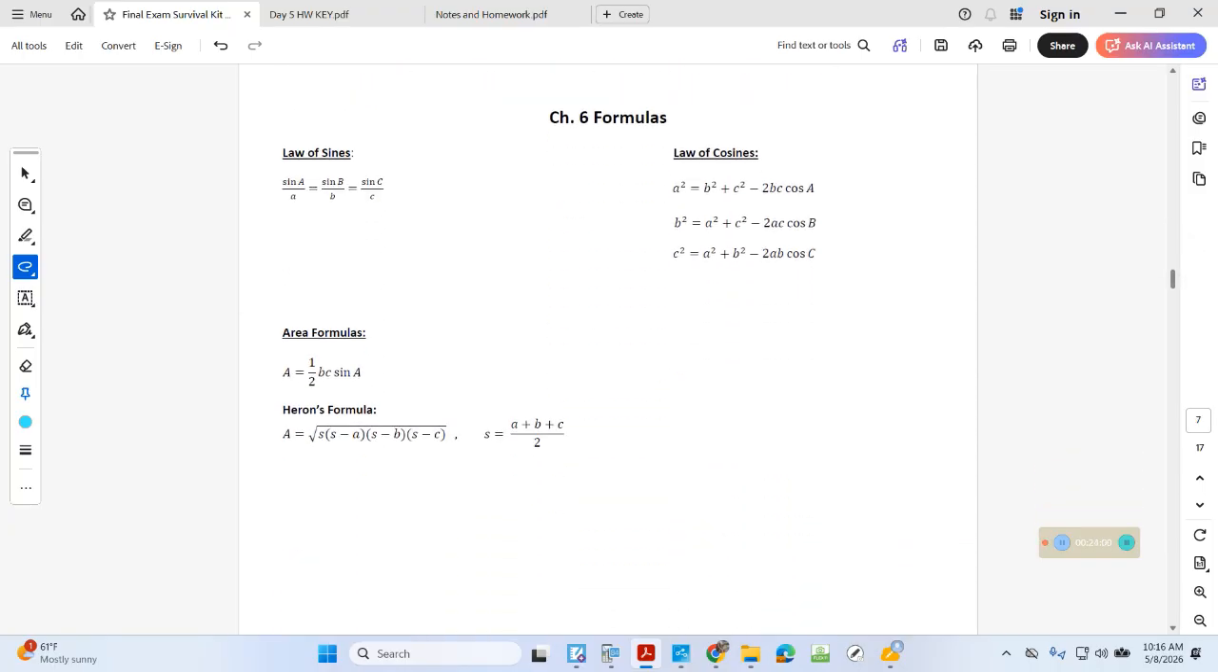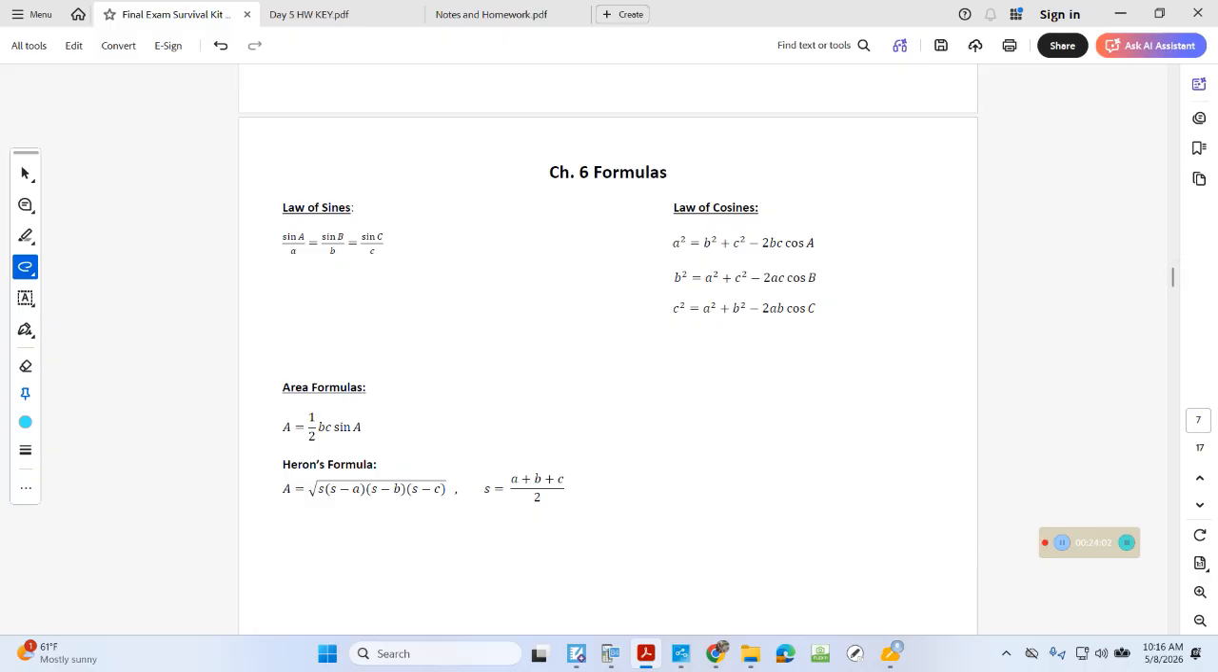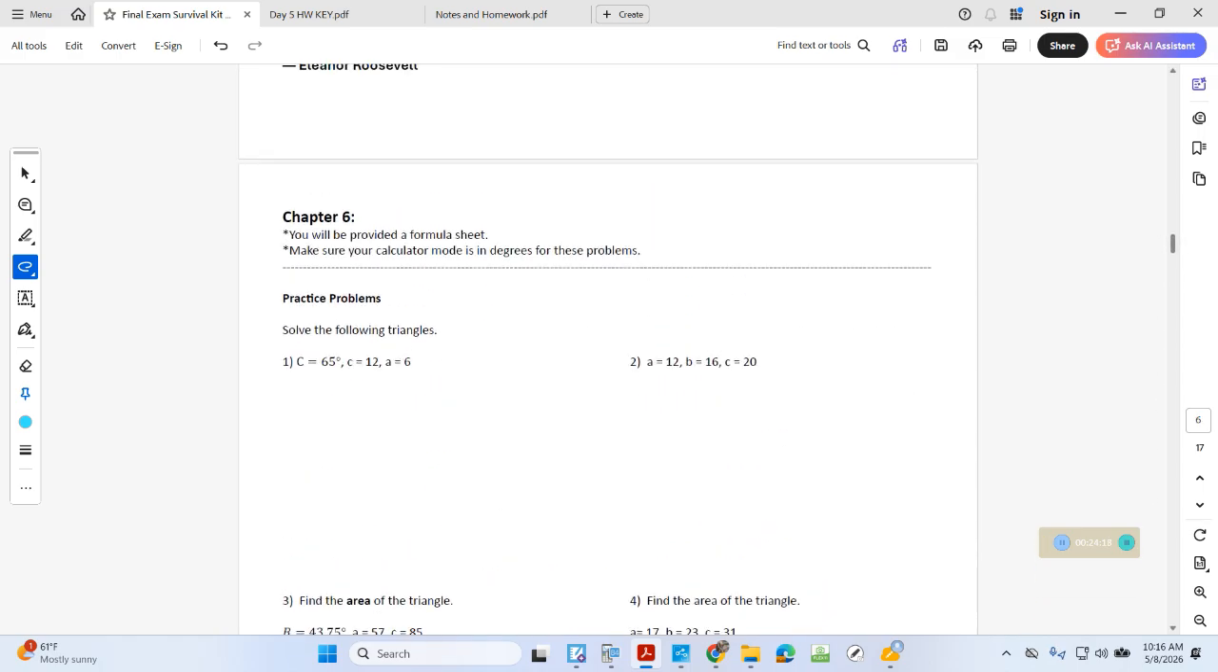Okay. Obviously, let's look at the formulas. You're going to get the formula sheet. So these are the different formulas you're going to have. Law of sines, I don't even know if you really need that one. But remember the angle across from the opposite side. All of your law of cosines. Remember lowercase letters are sides, capital letters are angles. And then we have those area formulas. So this is the exact identity sheet that you will be getting.